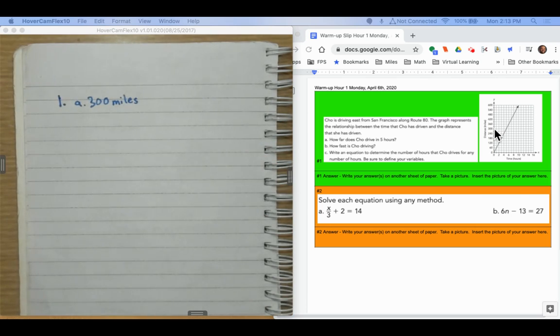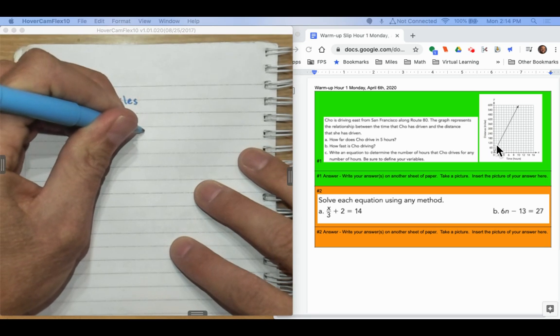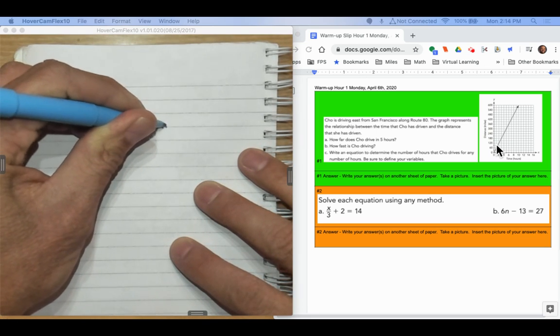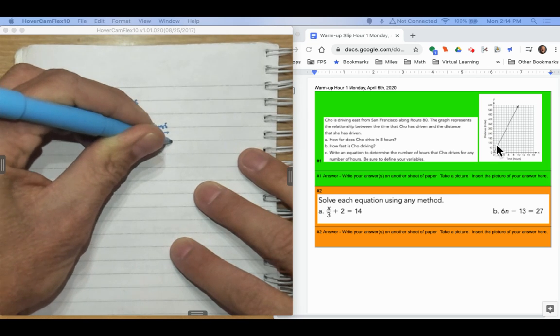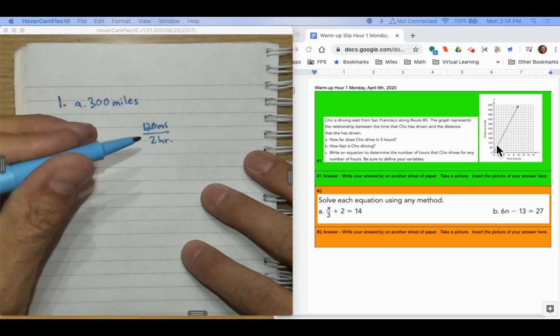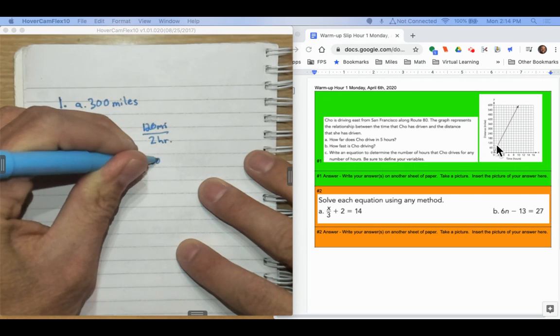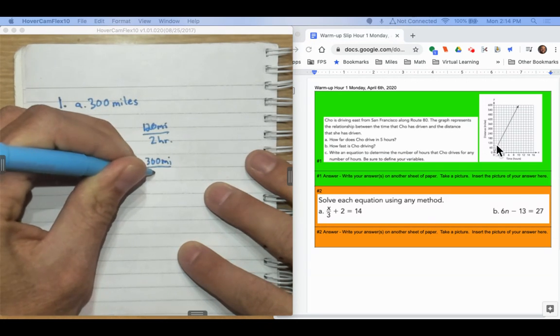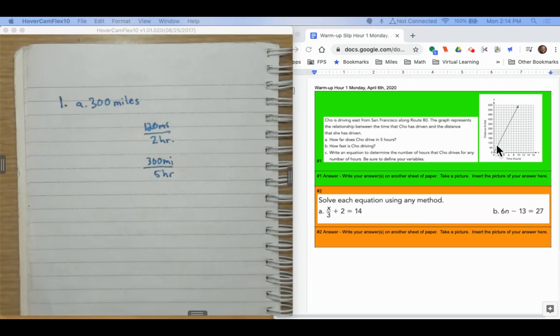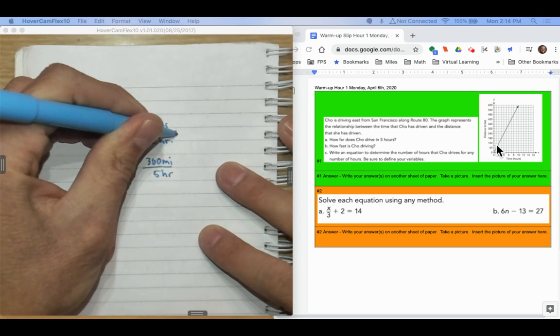Okay. Then two says, how fast is Cho driving? I can kind of see that. I want to look at those. So it looks like it was 120 miles in 2 hours. And from the last question, it was 300 miles in 5 hours. And when I do a rate, like how fast someone's going, it's a distance versus a time. And so it's miles per hour normally.